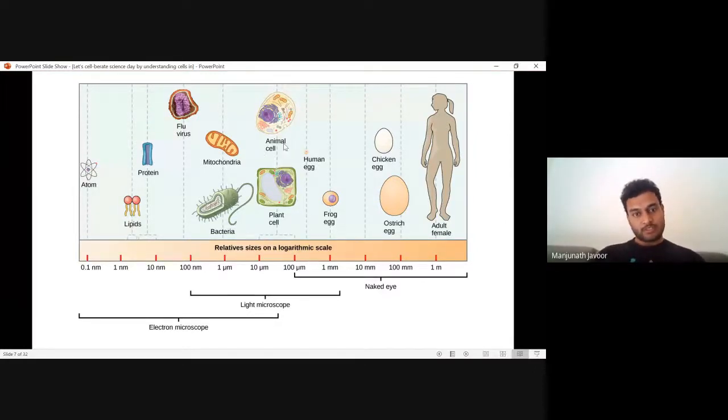But when you go to cells, like plant cells or animal cells, you might have seen these pictures in your textbooks. If you have not seen them, I'll show you some cool videos where you can see how these cells exactly look. I can show you some animations. They are very small. If you have to see a cell, you have to zoom in like 100 times.